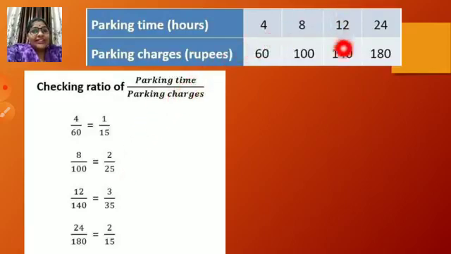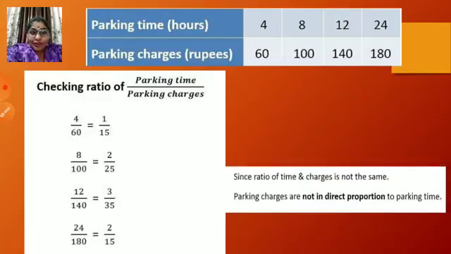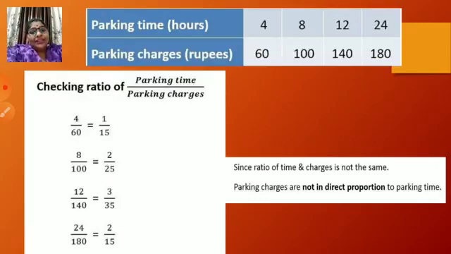Now next third ratio is 12 upon 140. That is x upon y is 12 upon 140, which we simplify, we get 3 upon 35. So as you can see, children, here the ratios are not same. Since the ratio of time and charges is not same, parking charges are not in direct proportion to the parking time. Okay, so this one more thing you should keep in mind. The ratio should be equal for all the quantities.